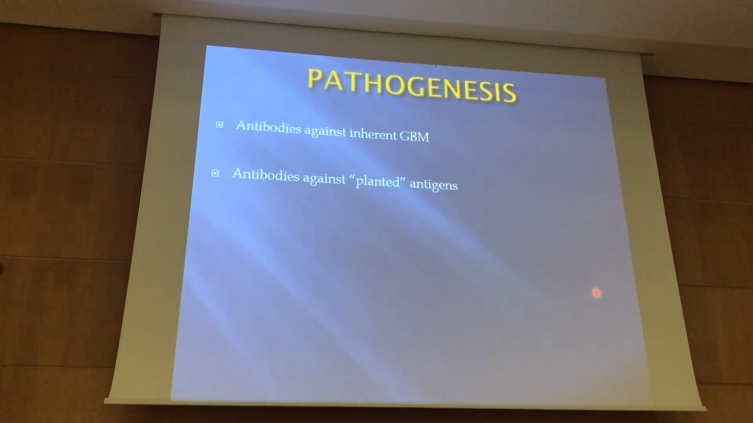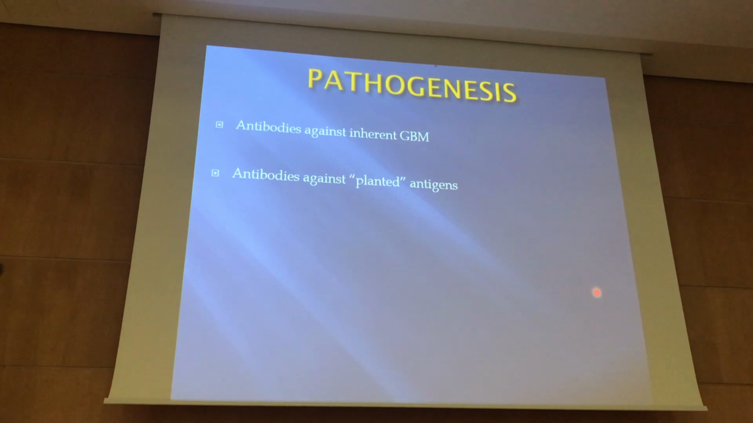Pathogenesis. Either we have antibody against inherited GBM, meaning the GBM itself becomes antigenic, the whole GBM, and antibody will go and attach to the GBM. Now in this type, you will have a linear type of IMF. What is linear type? I will show you, right? Just remember, in anti-GBM, you have a linear type of IMF, immunofluorescence microscopy.